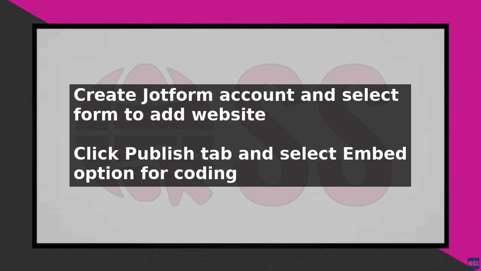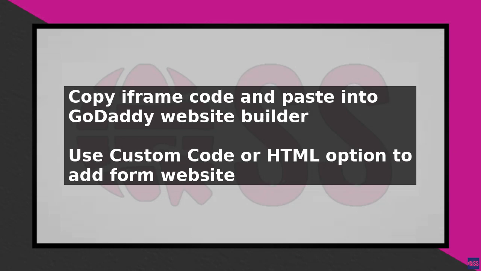Click on the Add section or Add block option, depending on the layout of your website, and select the Custom Code or HTML option. Paste the iframe code into the box and click Apply or Save.